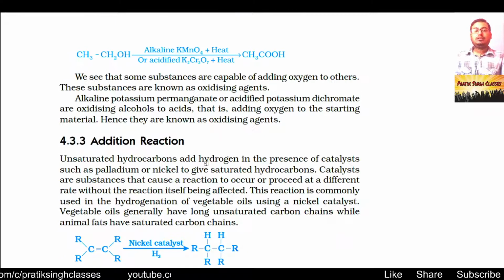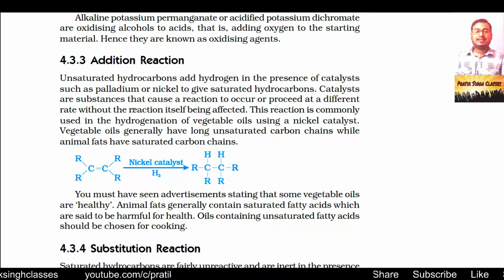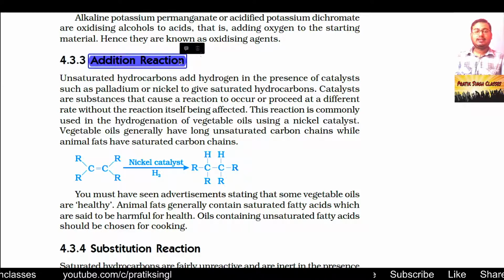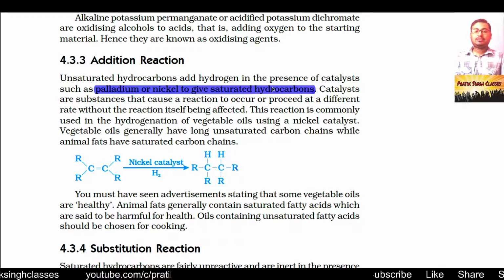About oxidation you know very well. Now coming to section 4.3.3, that is addition reaction. Addition means something is being added without removing the things present there. Unsaturated hydrocarbons add hydrogen in the presence of catalysts such as palladium or nickel to give saturated hydrocarbons.